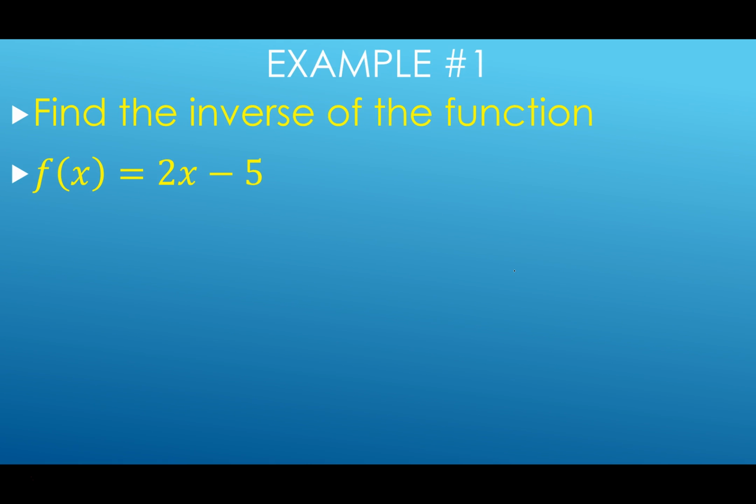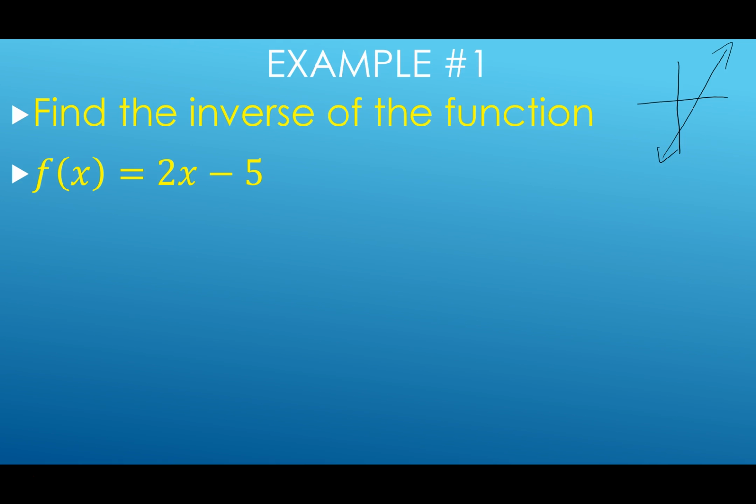So first off, we have the function f of x equals 2x minus 5. If we really quickly think about how that line looks, 2x minus 5 will look kind of like this. A linear line will always pass the horizontal line test. We don't have to worry about linear lines then.